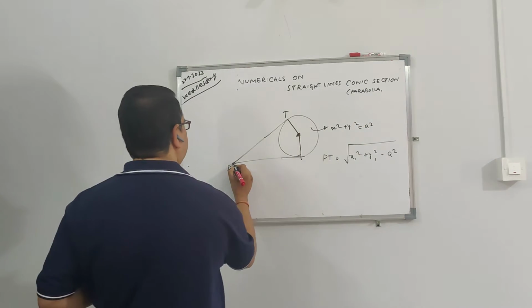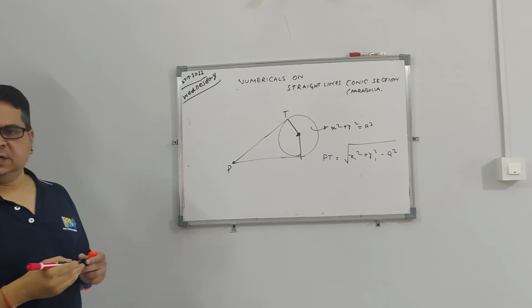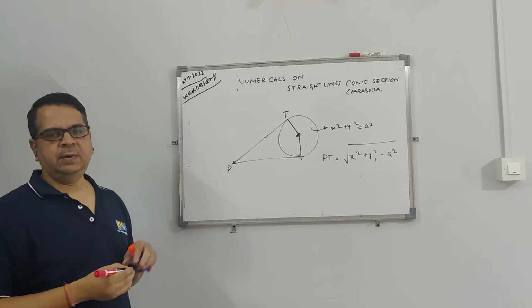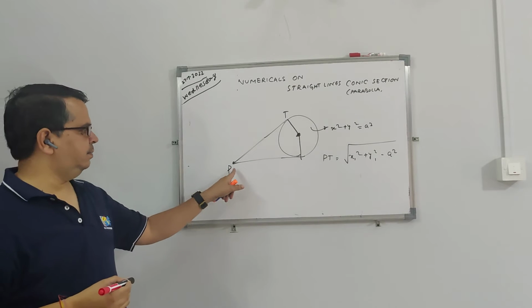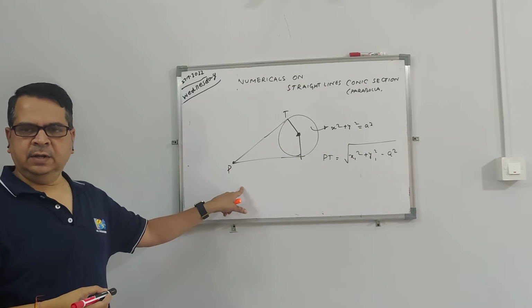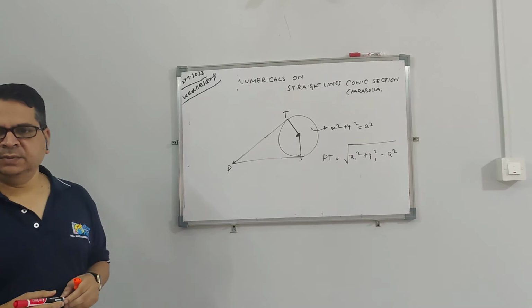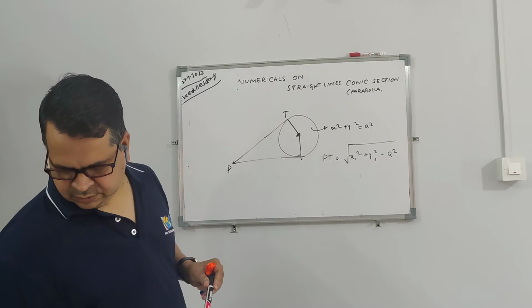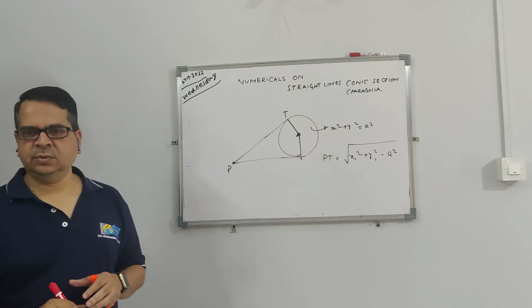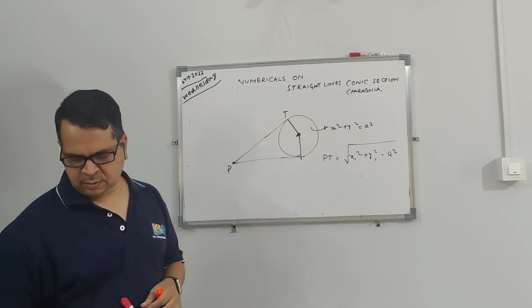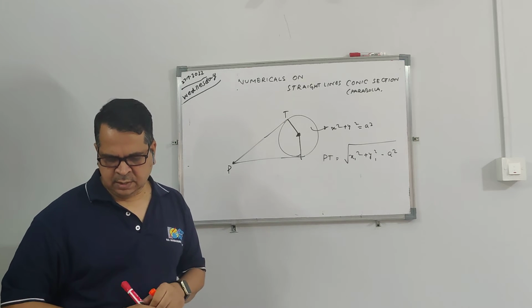Okay, so they will ask what is the length of the tangent drawn from a point x1, y1. If they have given the coordinates of the point from where you are drawing the tangent, then you can find the length of the tangent. Okay. So just remember square root of x1 square plus y1 square minus a square.